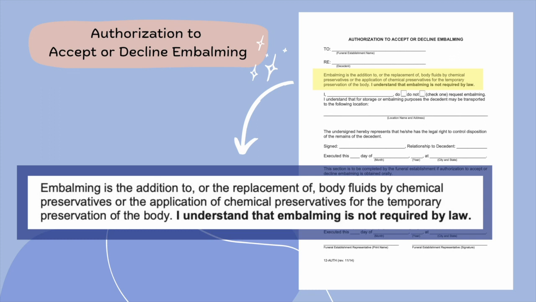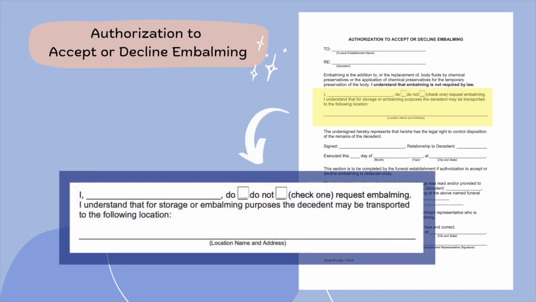This form also states that embalming is not required by law. A funeral home cannot make you choose embalming, but certain types of services, such as an open casket viewing, might not be ideal or feasible without it. Underneath this is a section where the next of kin, the person with the right to make decisions, checks whether or not they authorize embalming. This section states that the decedent may be transported to another location for the purposes of storage and/or embalming.